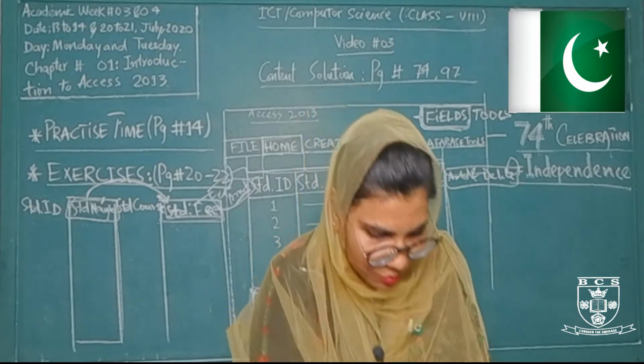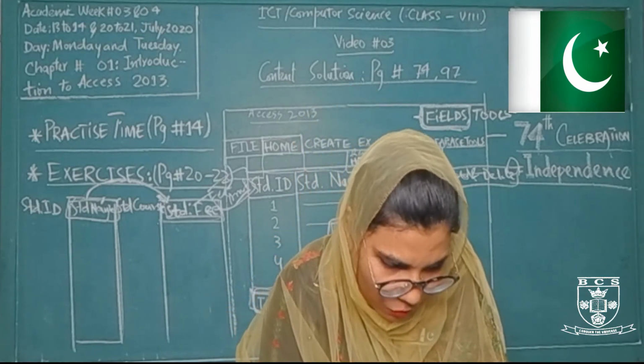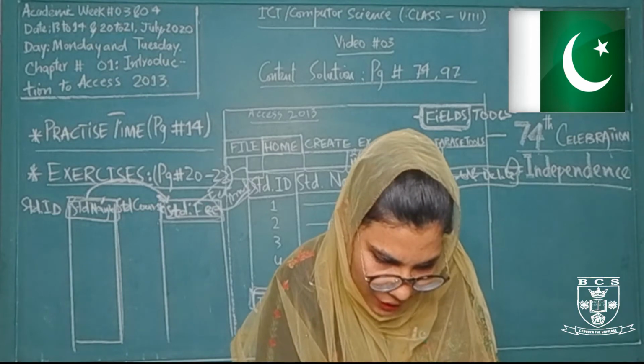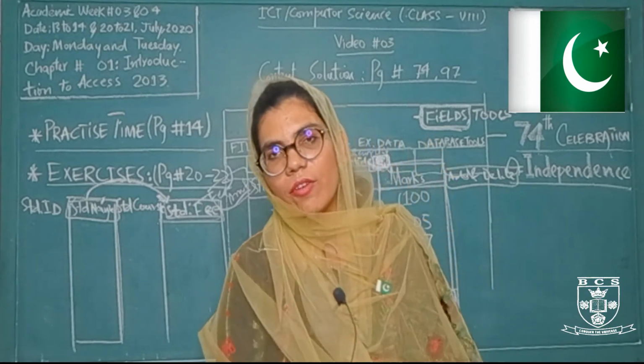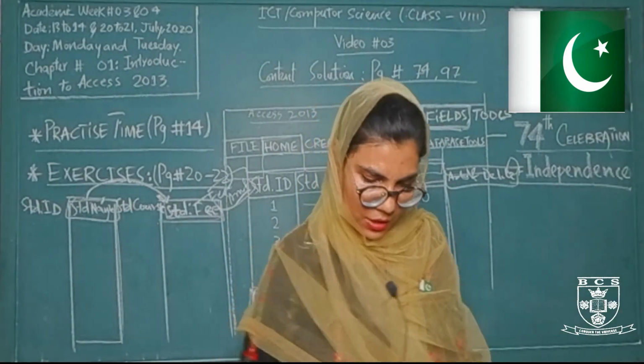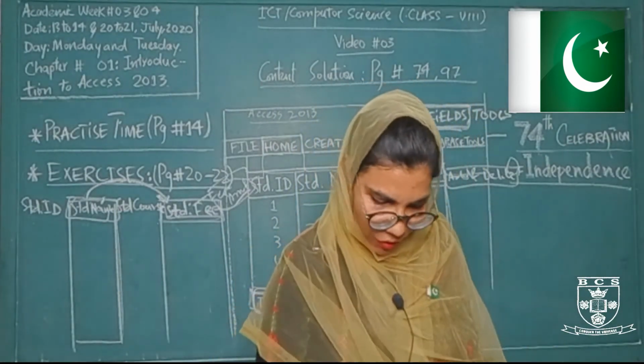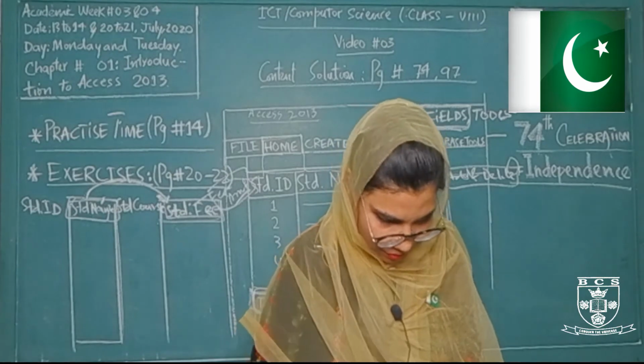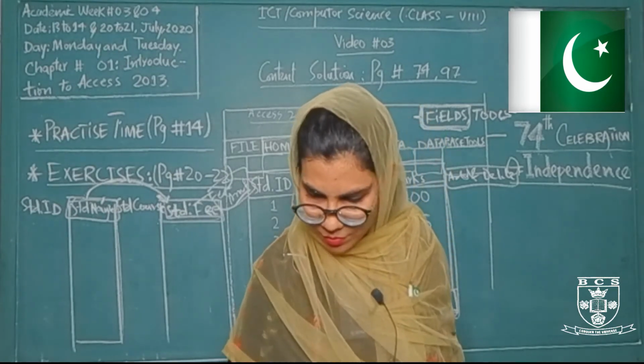So this is how Raza will complete his 4 different tasks with the help of Access 2013 to make variations in this particular table. Now we are moving to the exercise. On page number 20 we are having our exercise number 1, that is objective type question.